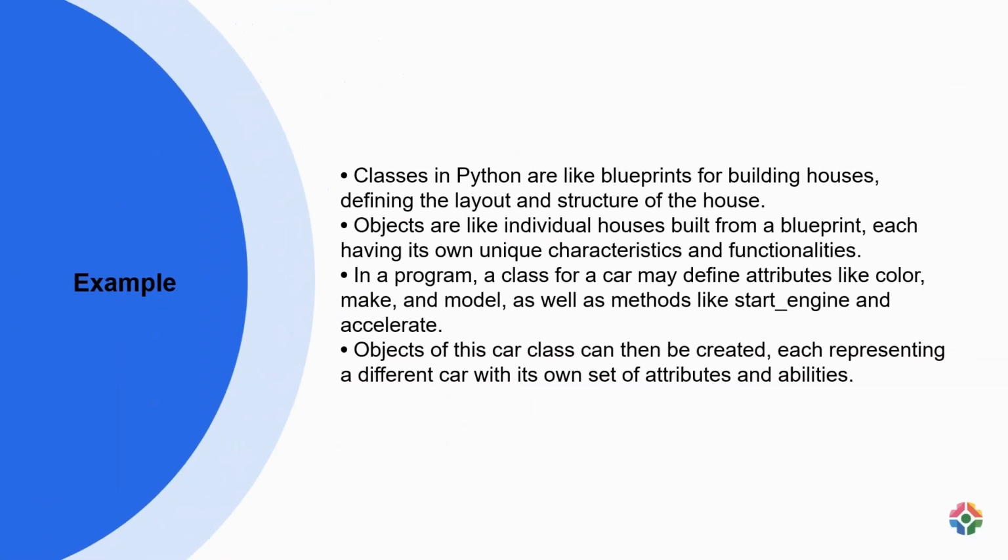Classes in Python are like blueprints for building houses, defining the layout and structure of the house. Objects are like individual houses built from a blueprint, each having its own unique characteristics and functionalities. In a program, a class for a car may define attributes like color, make, and model, as well as methods like start engine and accelerate. Objects of this car class can then be created, each representing a different car with its own set of attributes and abilities.